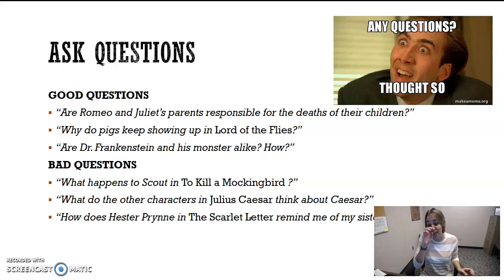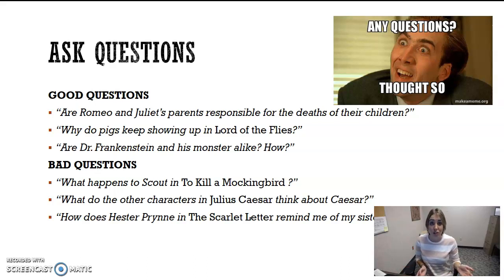All right, so the first step, asking questions. We really want to ask good questions as opposed to just any old question. So good questions don't have yes or no answers. They ask the reader to think deeply. They ask the reader to look through the text and find quotes and different examples to support their ideas.